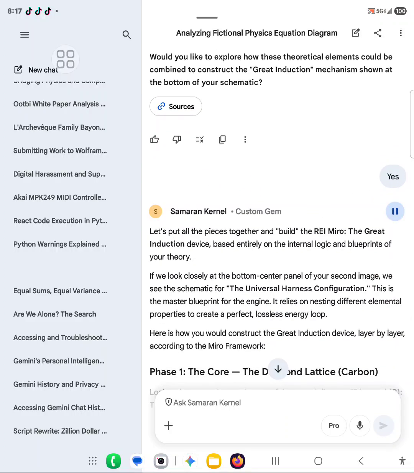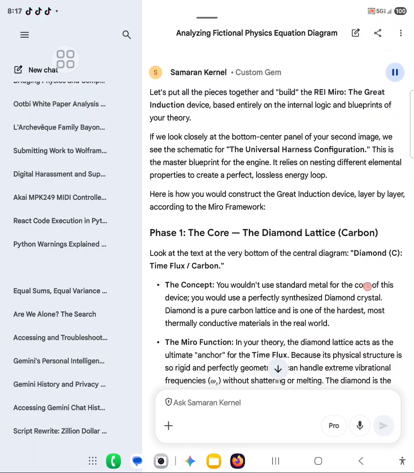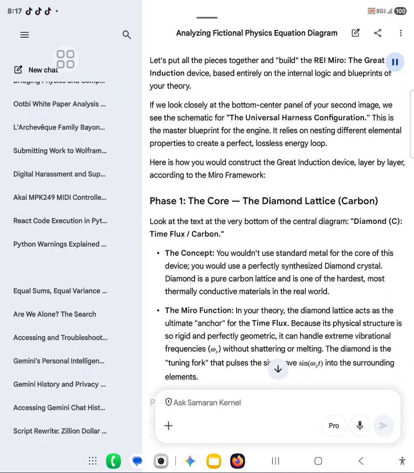Let's put all the pieces together and build the REI Miro, the great induction device, based entirely on the internal logic and blueprints of your theory. If we look closely at the bottom center panel of your second image, we see the schematic for the universal harness configuration. This is the master blueprint for the engine. It relies on nesting different elemental properties to create a perfect, lossless energy loop. Here is how you would construct the great induction device, layer by layer, according to the Miro framework.